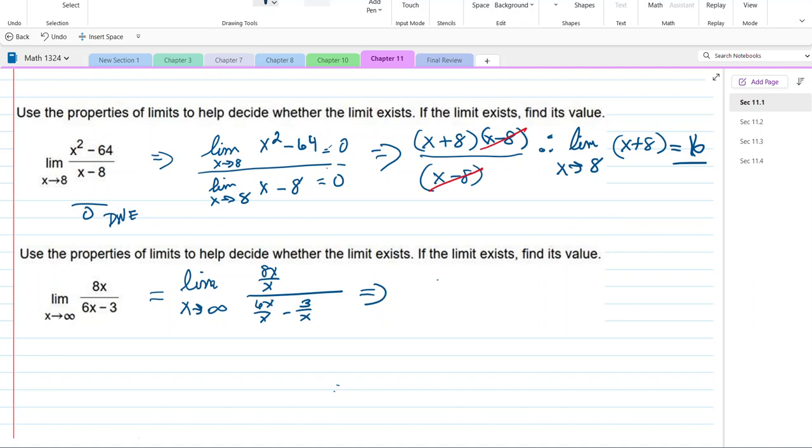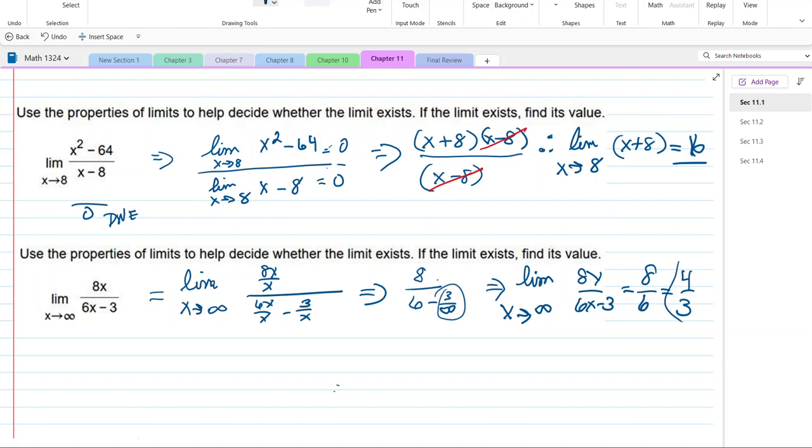And what we're talking about is a horizontal asymptote. So that would give me 8 over 6 minus 3 over infinity. Well, this is 0 because it's so small. So my limit as x approaches infinity, my horizontal asymptote, is 8 over 6, and we're going to reduce that to 4/3. The limit is 4/3. It's a horizontal asymptote.